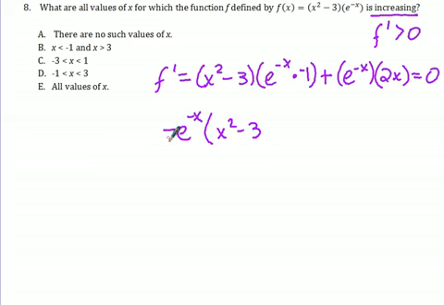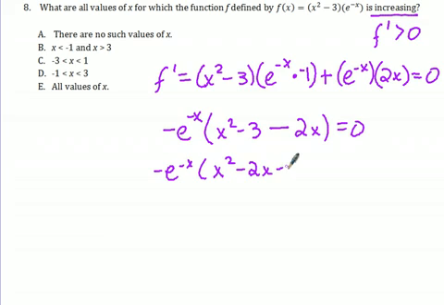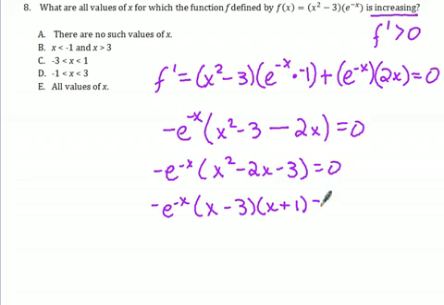Now I factored out a negative 1, so that's going to change this sign because I don't have the negative over here. So that makes it minus, and then here I have left 2x because we factored out the e to the negative x, so I just have 2x left. So I'm going to rewrite that. X squared minus 2x minus 3, get it in the correct order. Now this is something that I can factor. X minus 3 and x plus 1.